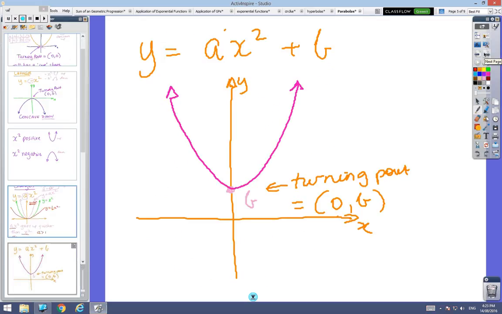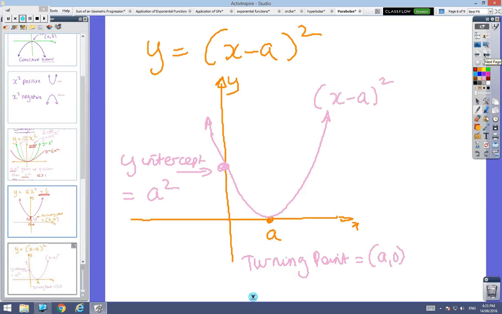Okay, so again, this is not too many changes. If I stick a number at the back, all that happens is the cup is being pushed up, so instead of being at 0, 0, the turning point is 0, b. But it's still the same cup shape. Okay, copy and come across. And I've got a few examples to go.